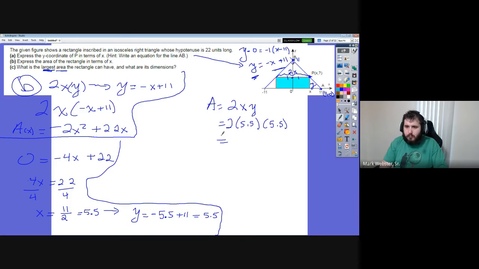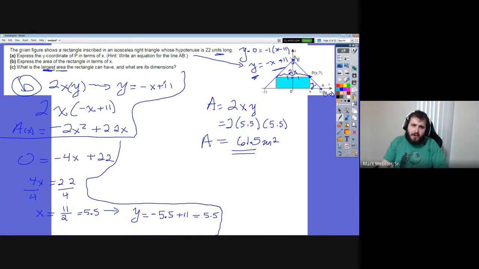I want to say it's like 61.5. If I did 11 times 11, that's 121, and I just divide it by 2. Use a calculator if this is annoying. But 61.5 would be the largest area. And do they tell us units? They tell us units. The area is 61.5 units squared.